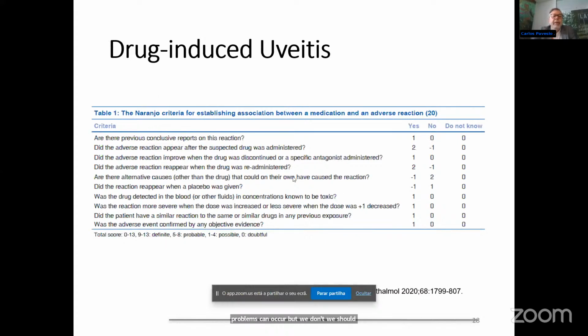So this is a way of finding an association between the use of a drug and the uveitis, and this Naranjo criteria will help you define if that association is definite, probable, possible, or doubtful. So there are 13 points there, and you can use that to try to establish how likely it is that the association exists.